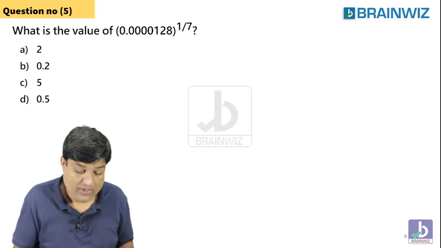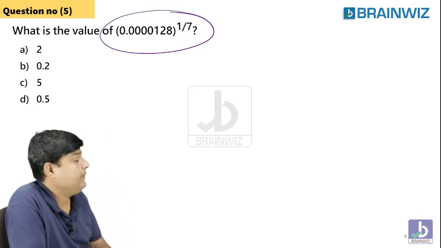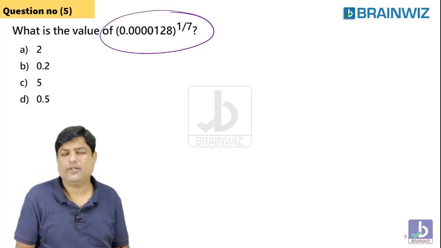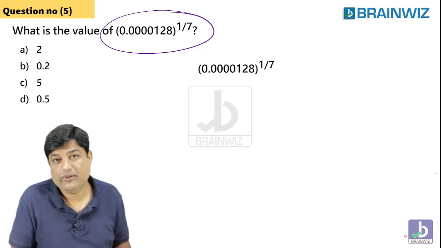What did he say in this question? The value of 0.0000128 power 1 by 7. Guys, these are the basic questions which we have learned at school level. Let's have a look, everybody, on the screen.